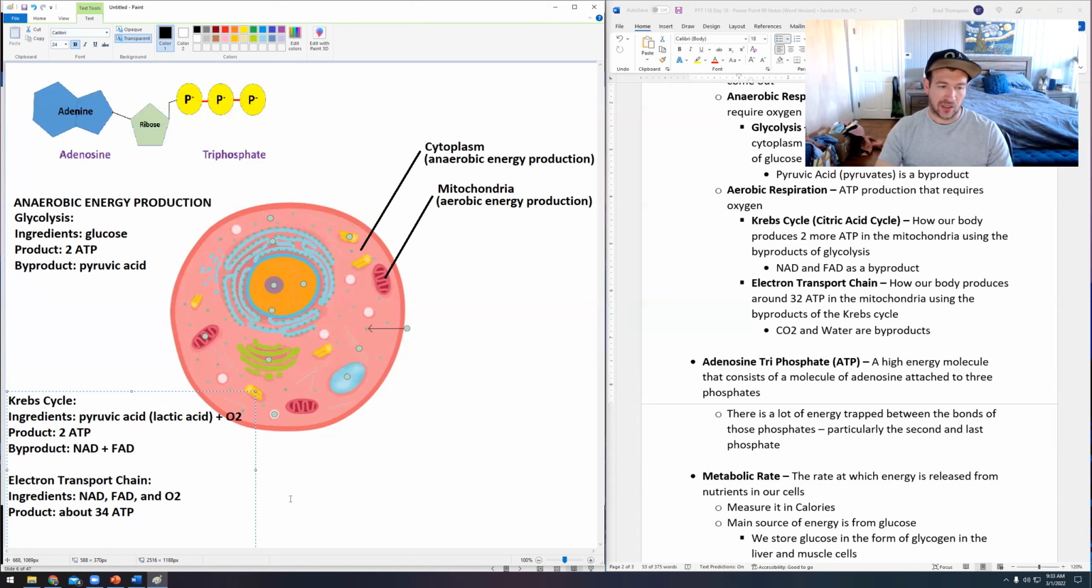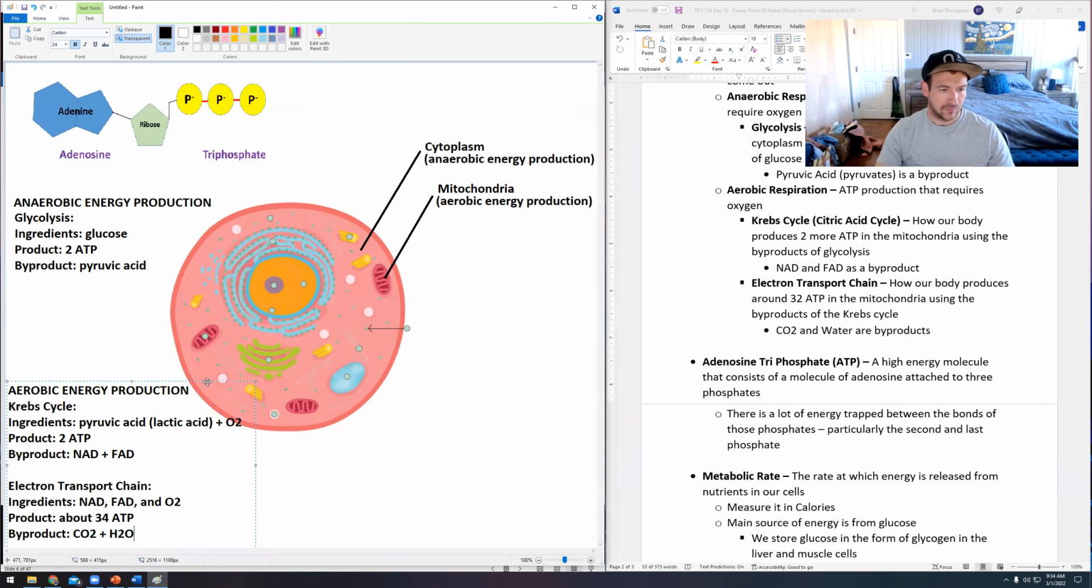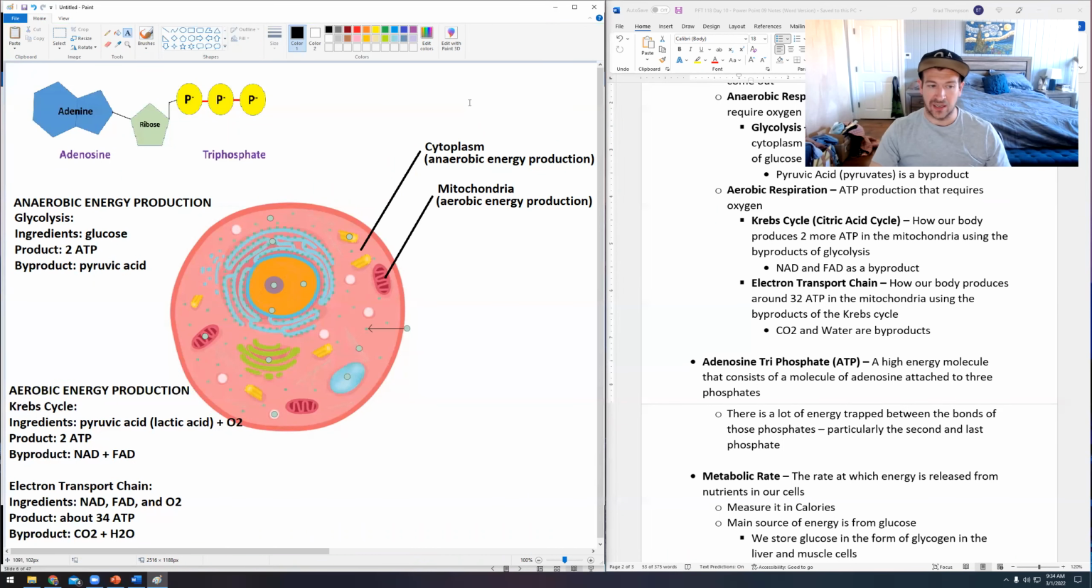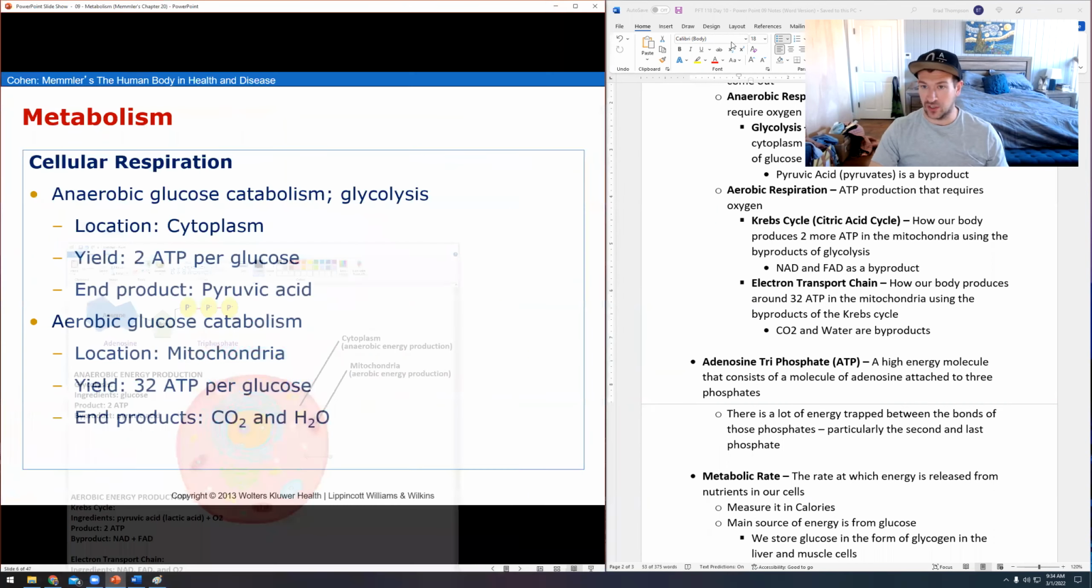And our byproduct is going to be a little bit of CO2 and a little bit of water, actually, a little bit of H2O. Sorry, just trying to get this all to fit. So that is the actual very complicated process of aerobic energy production, right?